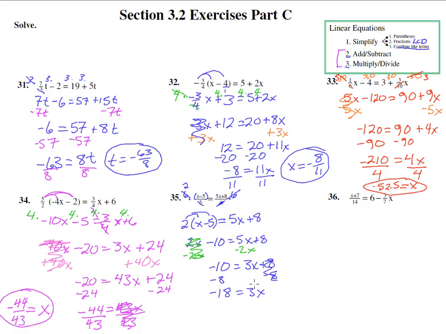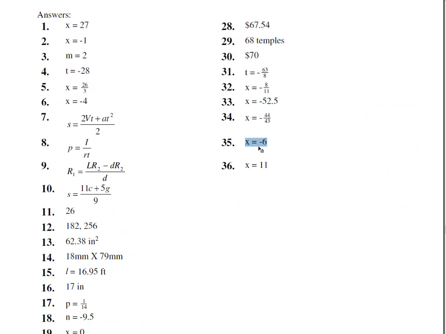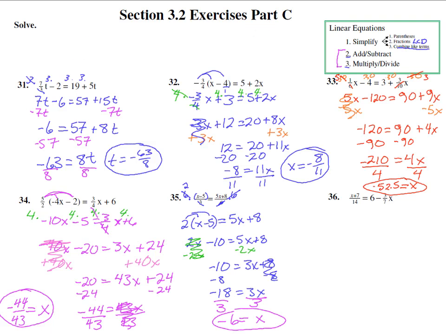Oh, yeah, I like that. This looks like it'll come out even nice. How do we get rid of that 3? Well, the opposite of multiplication. We divide by 3, we divide by 3, and we get x equals negative 6. Let's double check that answer. X equals negative 6. Good.